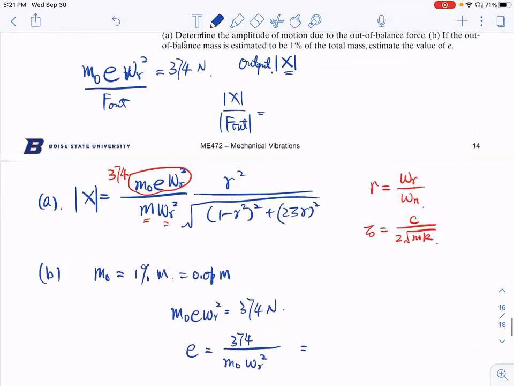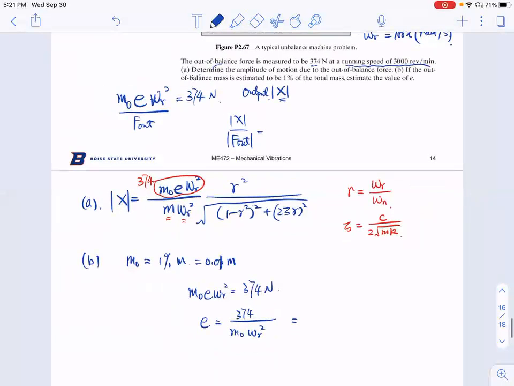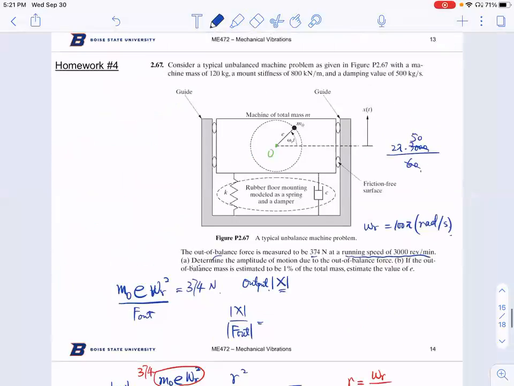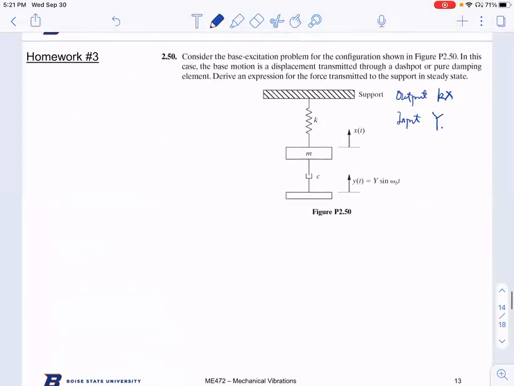Right? So that's a washing machine. And I'll try to emphasize the steady state response a little bit more. That would be appreciated. Thank you. I think homework 3 is a good example for that.